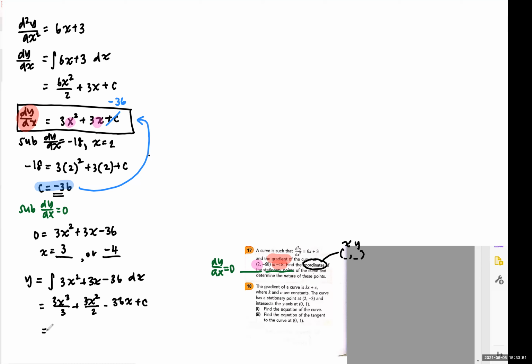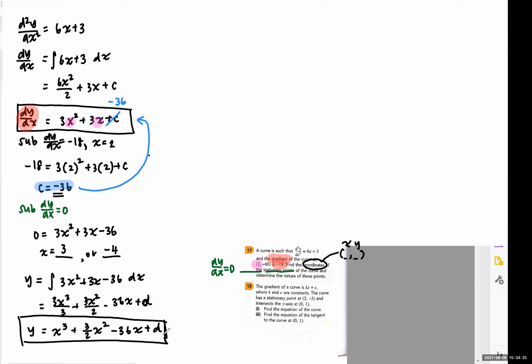Okay, and let's simplify it. So it means that we get y is equal to x cubed plus 3 over 2 x squared minus 36x plus, oops, no more plus c because we already have plus c. So we need to have plus d. But right now, same thing, I need to box it up. What's my priority? I need to go and find d. So how am I going to find d? What value should I sub in?